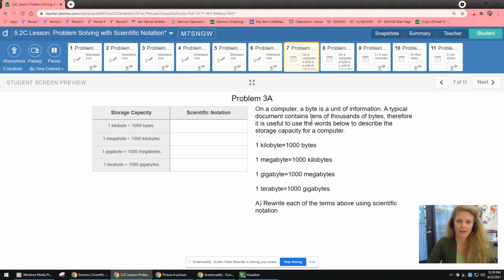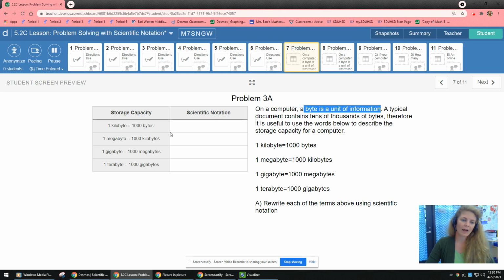Okay, following along, looking at problem 7. So we always want more storage, right? More storage on our phones, more storage on our computers. So here, on a computer, a byte is a unit of information. It's like how much storage you have, right? So a typical document contains tens of thousands of bytes, like one of your English essays or one of your homework assignments you scan in for math. So it's useful to use the words below to describe storage capacity for a computer, because if there's tens of thousands of bytes and just one upload of a homework assignment, you guys turn in a lot of those.